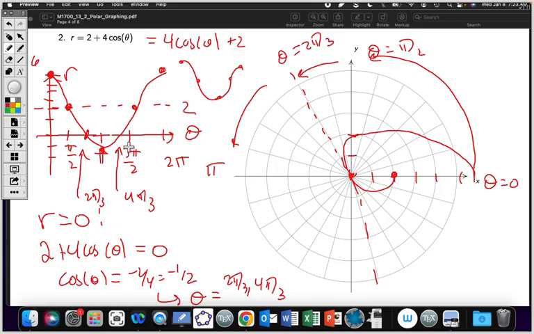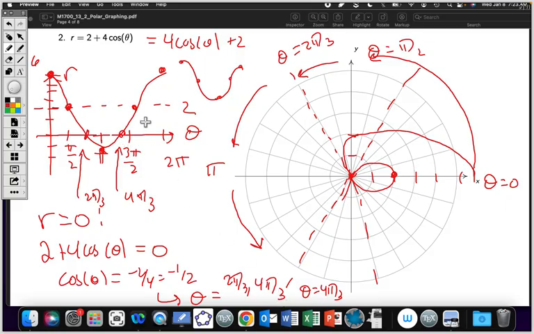Now between pi and 4 pi over 3, so I'm going to dot that down here, we go from -2 back to 0 again. All right, so in here, this would be pi to 4 pi over 3. Once again, the r values are negative. So instead of graphing in this part of the plane, we're graphing back over here. So we pick up where we left off, and now we're going to come in and cross through the origin at an angle following this 4 pi over 3.